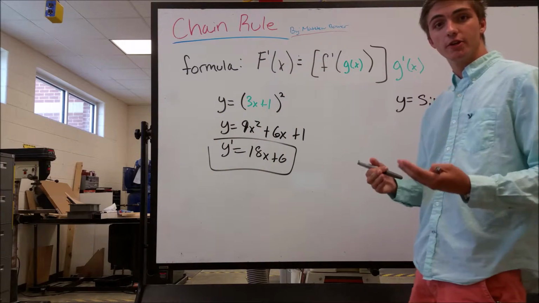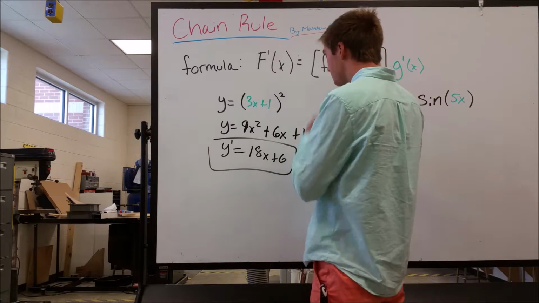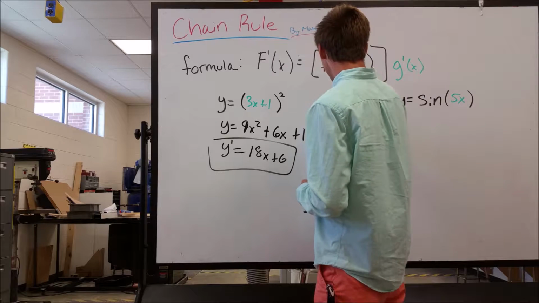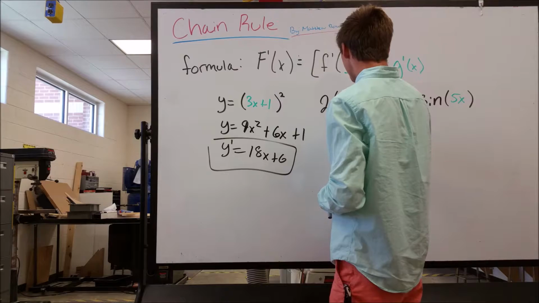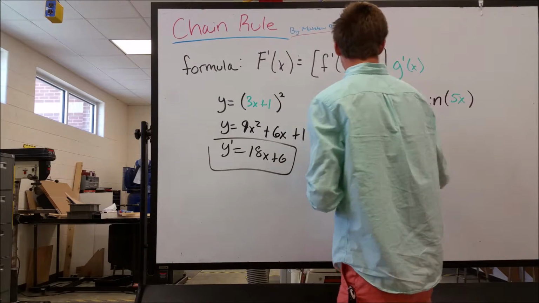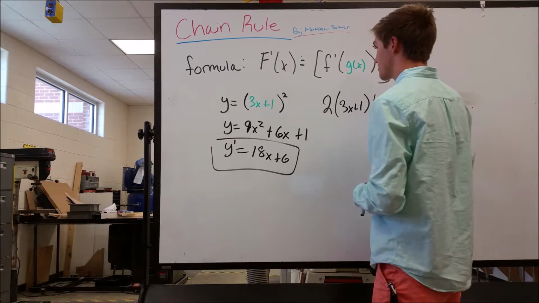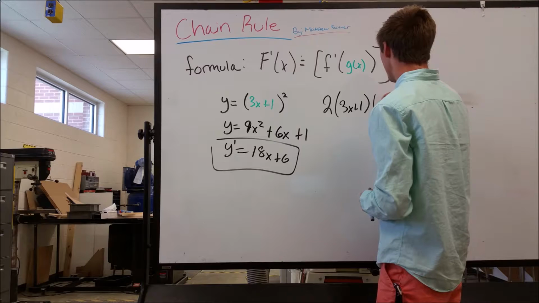Alright, so the first thing you're going to do for chain rule is take the derivative of the outside. So that's going to be 2, keep the inside the same, so it's (3x plus 1), all times the derivative of the inside, which is just going to be 3.